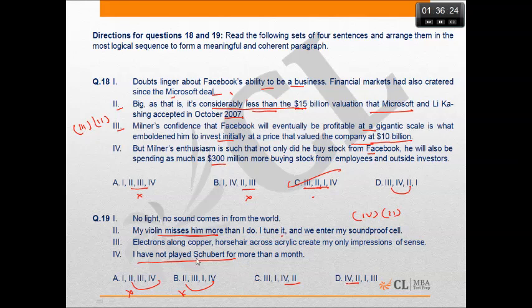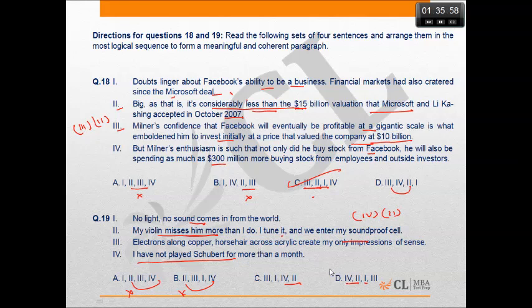My violin misses him more than I do. I tune it and we enter the soundproof cell. After that, this choice is 1 and this is the ending statement. So let me look at 1. Enter my soundproof cell. No light, no sound comes in from the world. Possible. Okay, and then 3. Electrons along copper, horsehair create my only impressions of sense. No light, no sound comes in from the world.